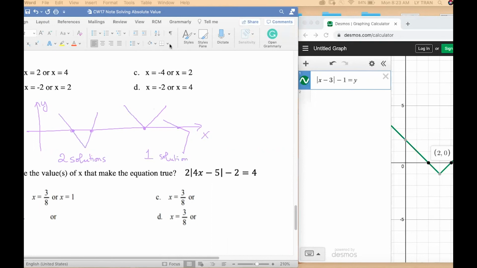Okay? And sometimes they just don't cross at all. So here we go. I'm gonna make it a little bit longer so I can have the room. So I can have something like this, so they don't cross the x-axis at all. So that could be 0 solutions, okay? And when you graph them, you will be able to see it.